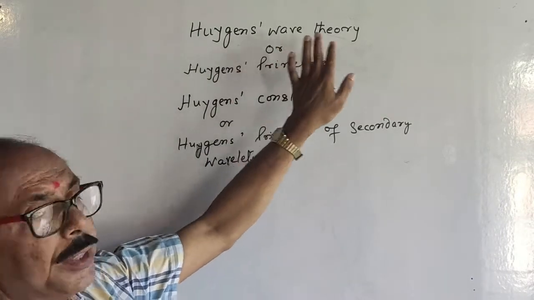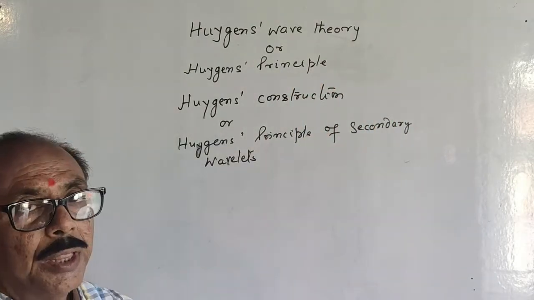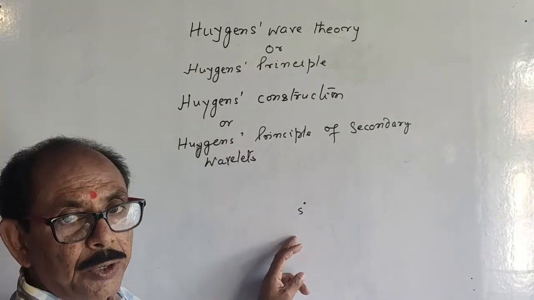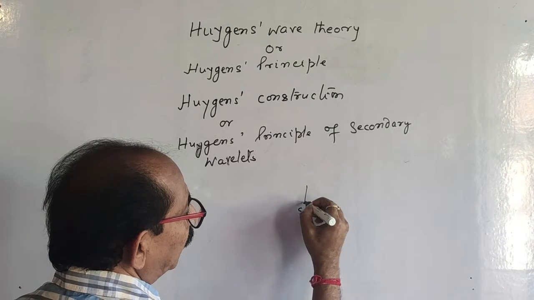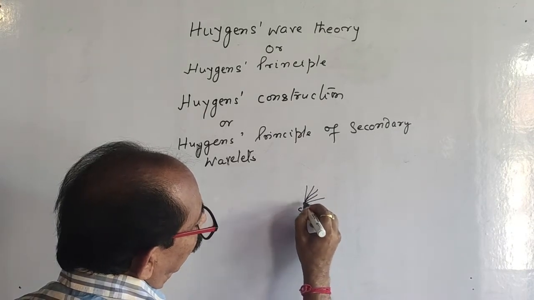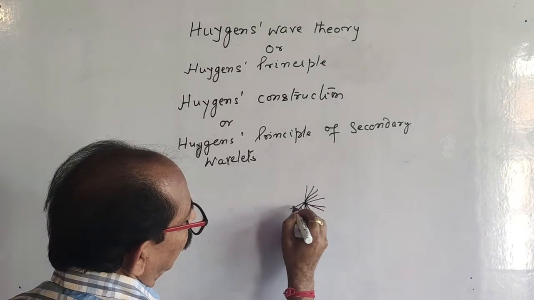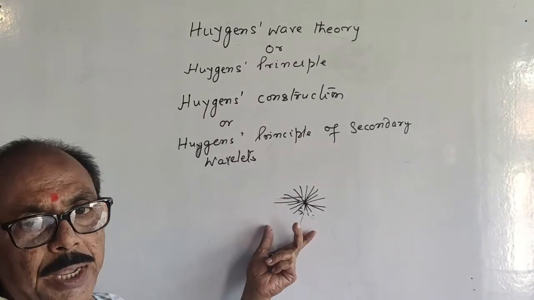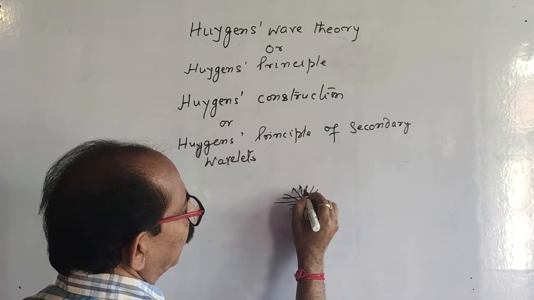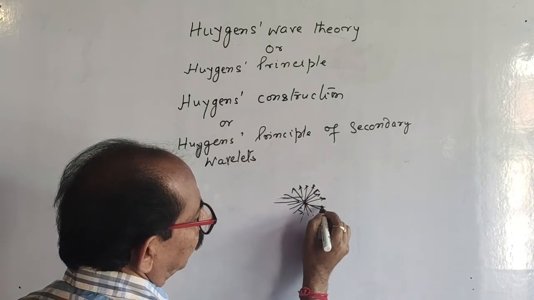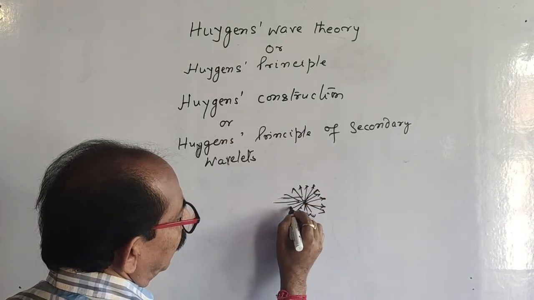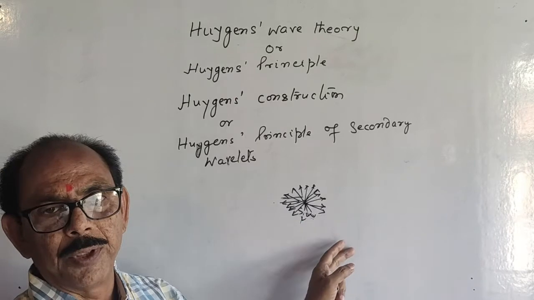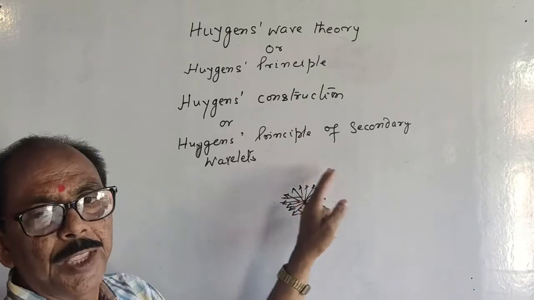We have already seen the Huygens theory. Suppose that this is the point source S. It emits the wave in all possible directions with the same velocity. That means the wave is transmitted in the medium with the same velocity all around the space. It propagates in the medium with the same speed.